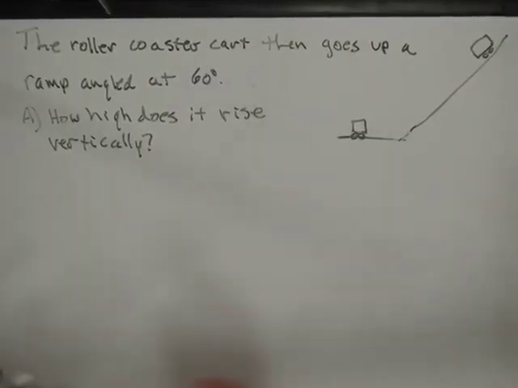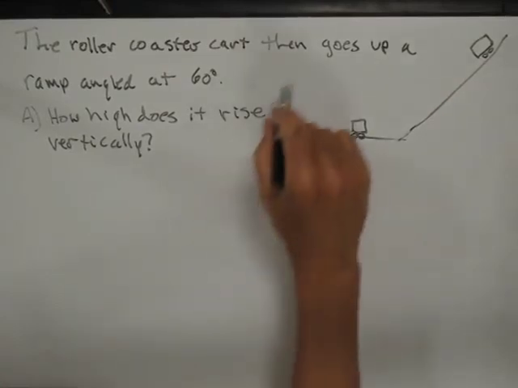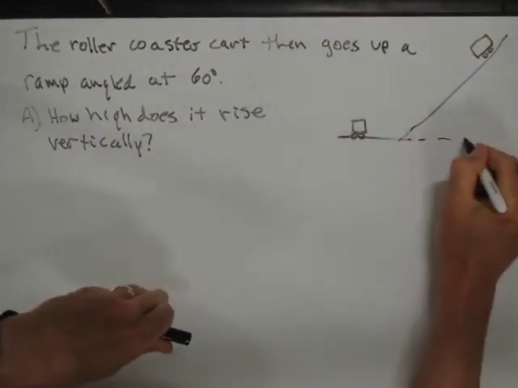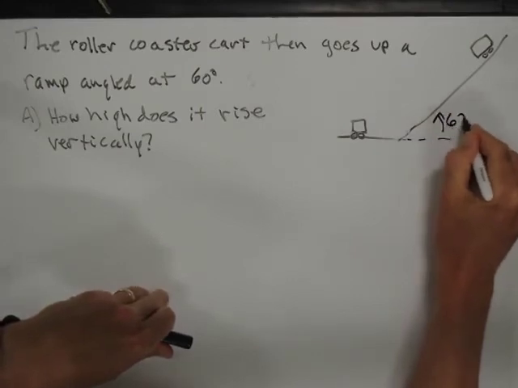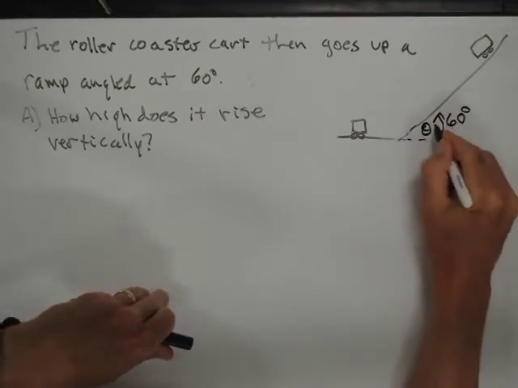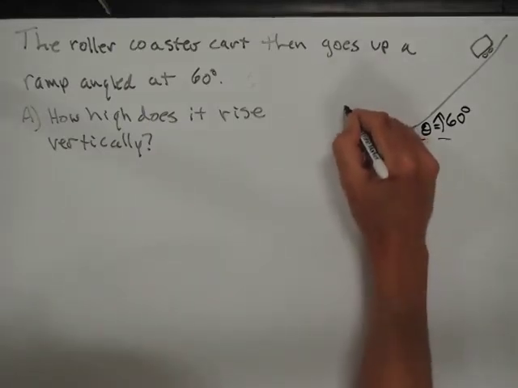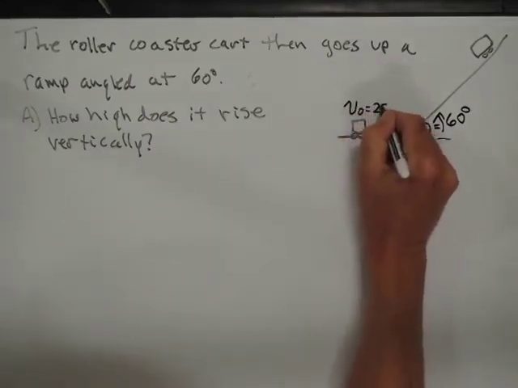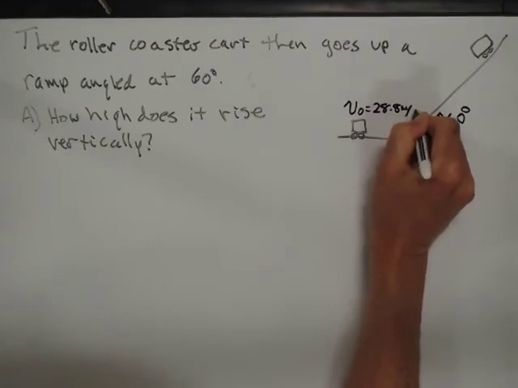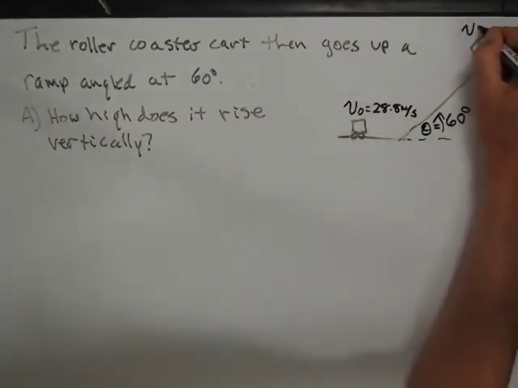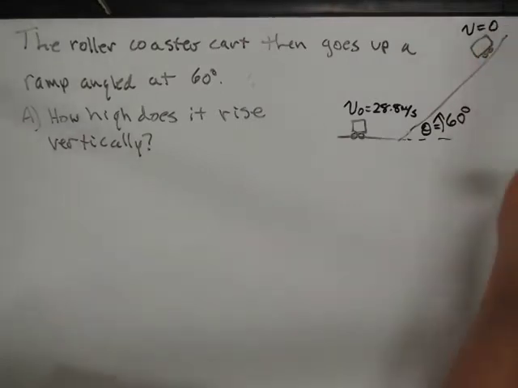So continuing the roller coaster problem, the roller coaster cart then goes up a ramp angled at 60 degrees. So this is 60 degrees. We'll call that theta, right? How high does it rise vertically? Well, once again, I can just look at this from the standpoint of energy, right? It's got v naught, which is 28.8 meters per second. That's what we worked out in the last problem. And then its v at the top is equal to 0 because it's come to a stop.